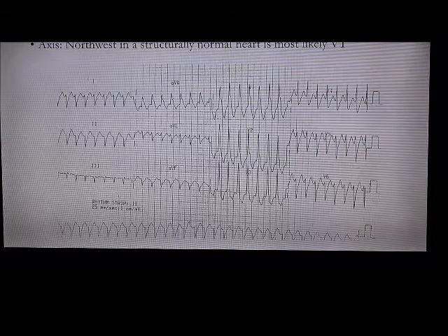A northwest axis, meaning negative in lead 1 and aVF. If you have a structurally normal heart, this is always VT. Okay. If you have congenital heart disease, it does not really help you much, because the baseline could be a northwest axis. But if you have structural heart disease and a northwest axis, this is most likely VT.